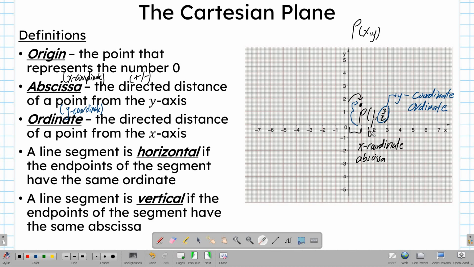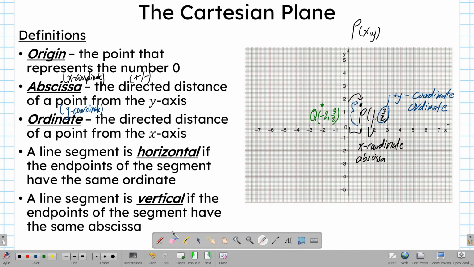Now, apart from the abscissa and the ordinate, we also have some terms to define. A line segment is horizontal if the endpoints of the segment have the same ordinate. For example, let's have point Q here. There you go. That's point Q with coordinates negative 2, 3 halves. So, as we can see, parehas lang naman ng ordinate si point P and si point Q.